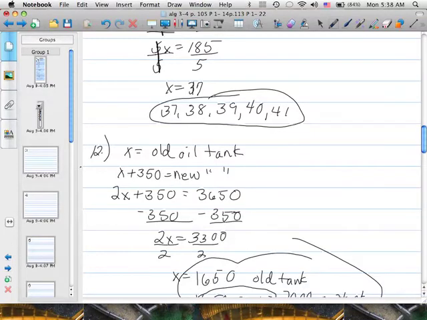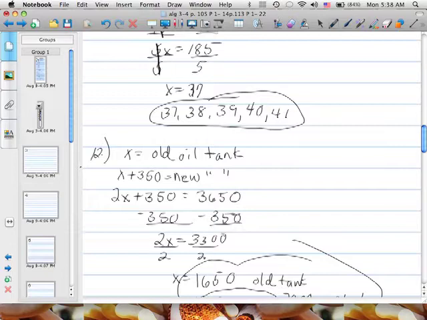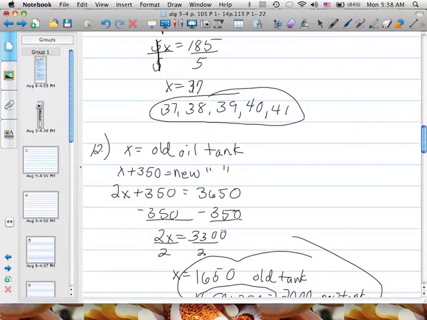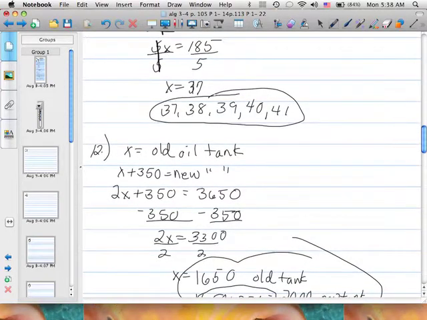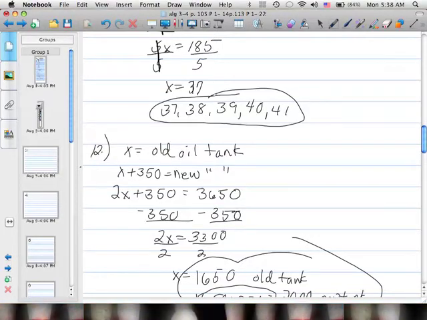And they want all 5 integers, so 37 is the first one. Add 1, we get 38. Add 1, we get 39. Add 1, we get 40. And add the last one, we get 41. And if we add those up, we get 195.